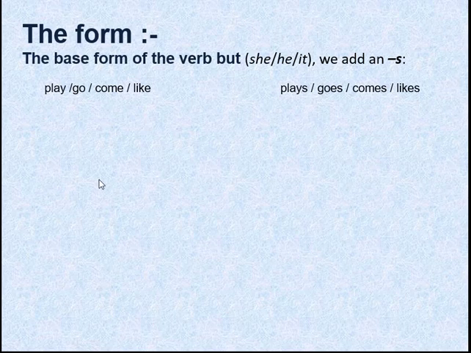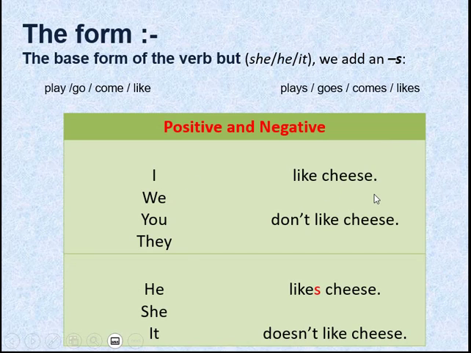It consists of the base form of the verb: play, go, come, like. With he, she, and it we add s: plays, goes, comes, likes. I like cheese. We like cheese. You like cheese. They like cheese. In negative form, I don't like cheese. You don't like cheese. They don't like cheese.